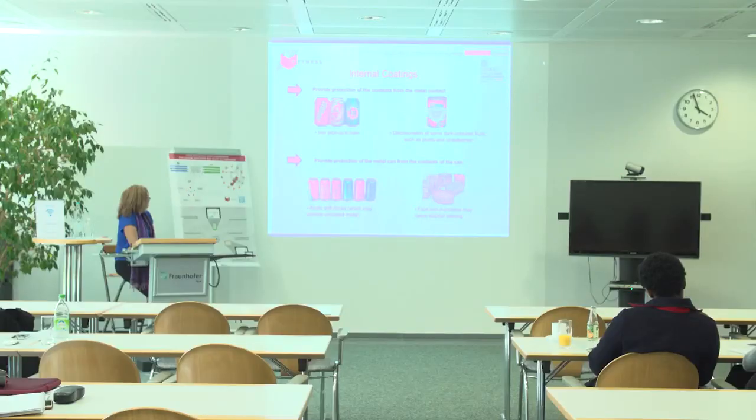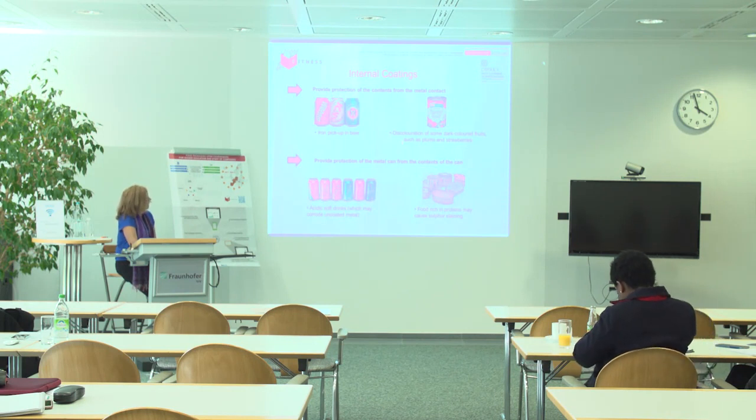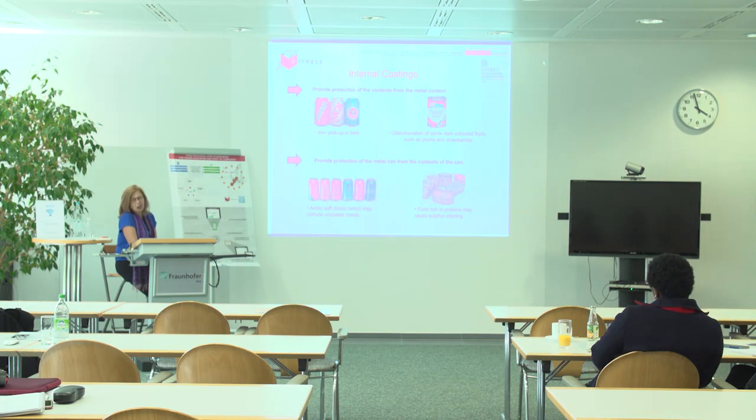And so the internal coating protects from the metal contact, avoids iron pickup in beer, which gives a very strong flavor in beer. There are some dark colored fruits like plums and strawberries that, if not coated, become discolored in the can.